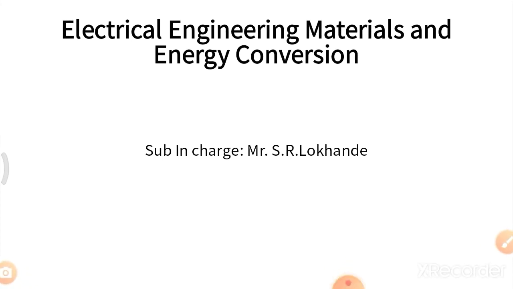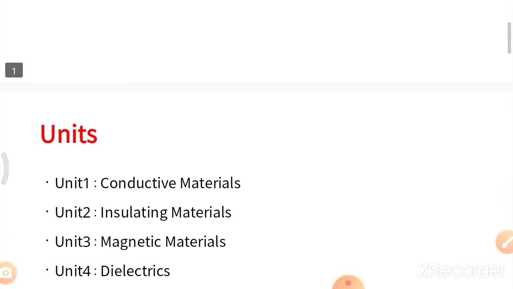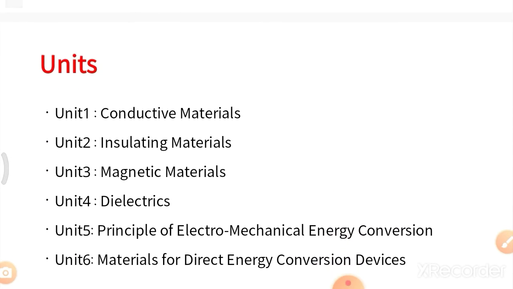In this semester, I am going to handle electrical engineering materials and energy conversion. Let us take a short overview of the subject. There are 6 units. First unit is conductive materials. In this unit, we are going to see different types of conductive materials, its property and specification.